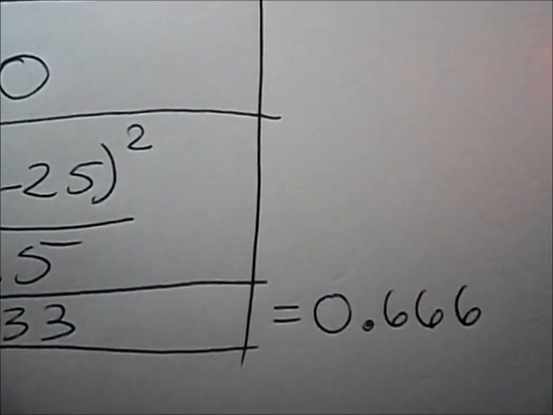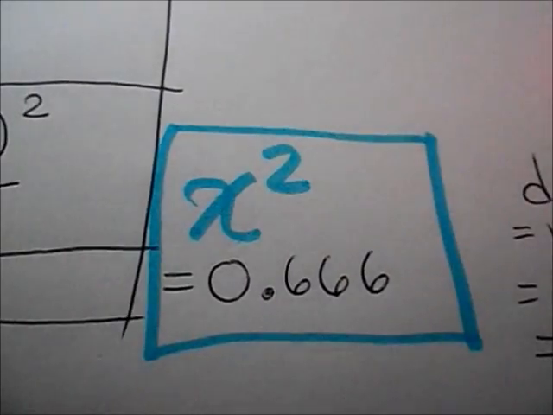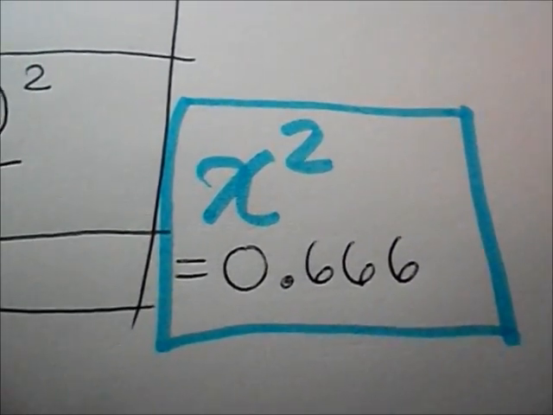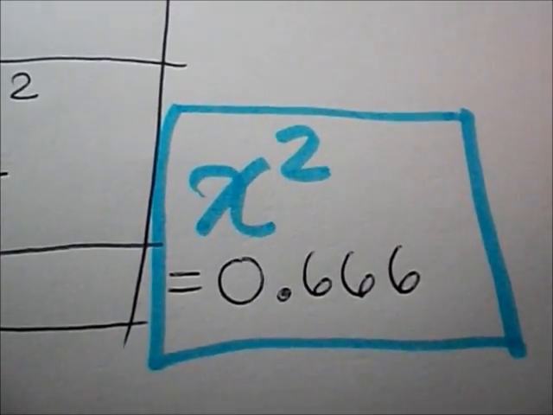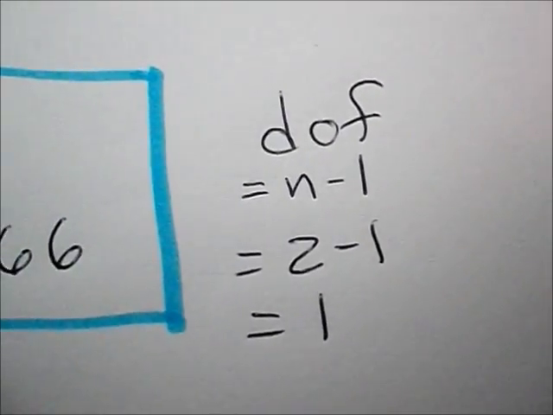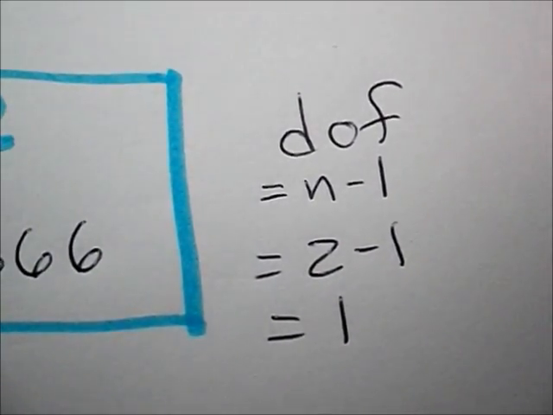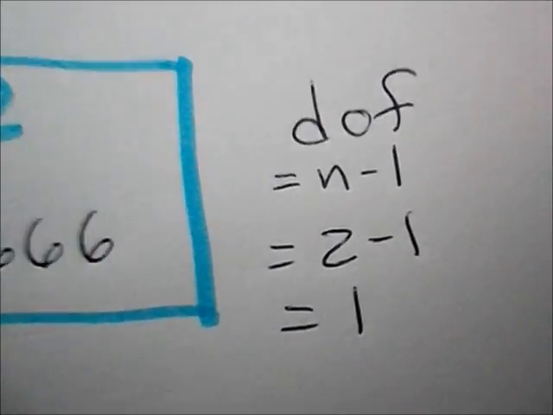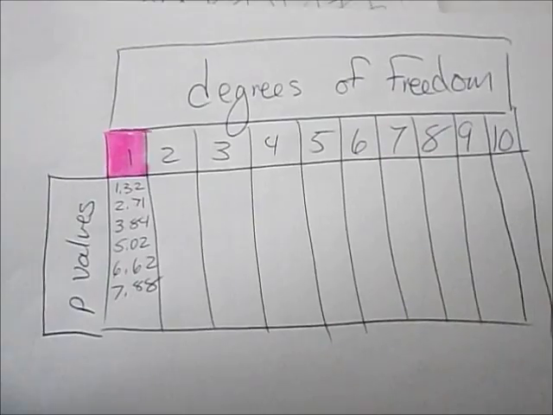0.333 plus 0.333 equals 0.666. Now we have our chi-squared value of 0.666. The only other piece of information we're going to need in order to use our chi-squared table is the degrees of freedom. Here we have two groups, red or white, and 2 minus 1 is 1, so that means we have 1 degree of freedom.